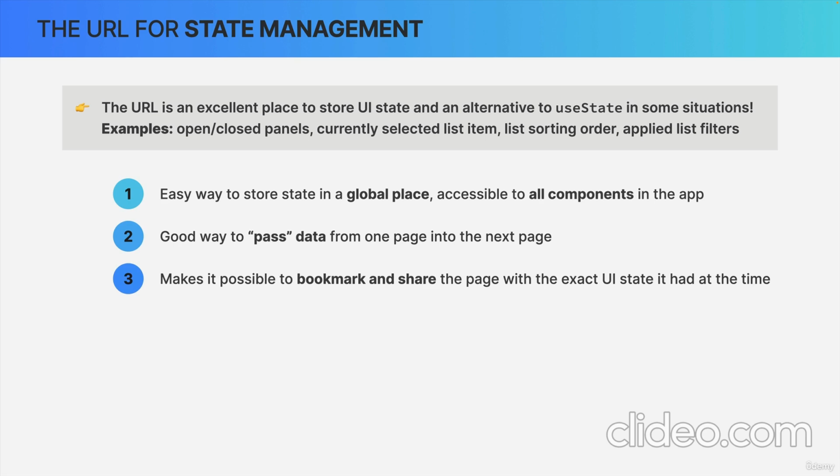For example, in an online shop, we might be filtering products by color and by price. And if that filter is saved in the URL, we can then share the page with someone and they will see the exact same filters applied to the list of products. So that's really helpful and enables a great user experience. Now, okay, but enough talking. Let's see how we can actually do this using React Router.